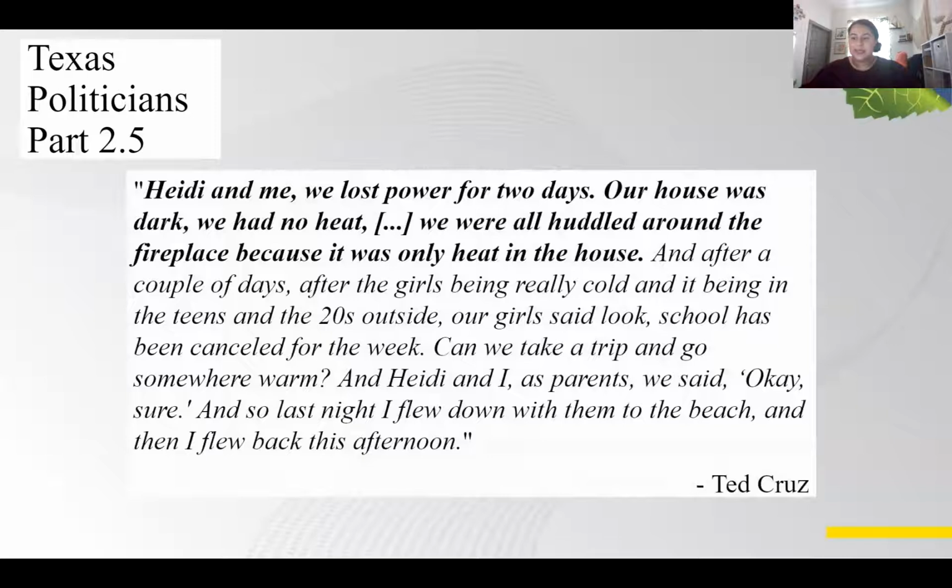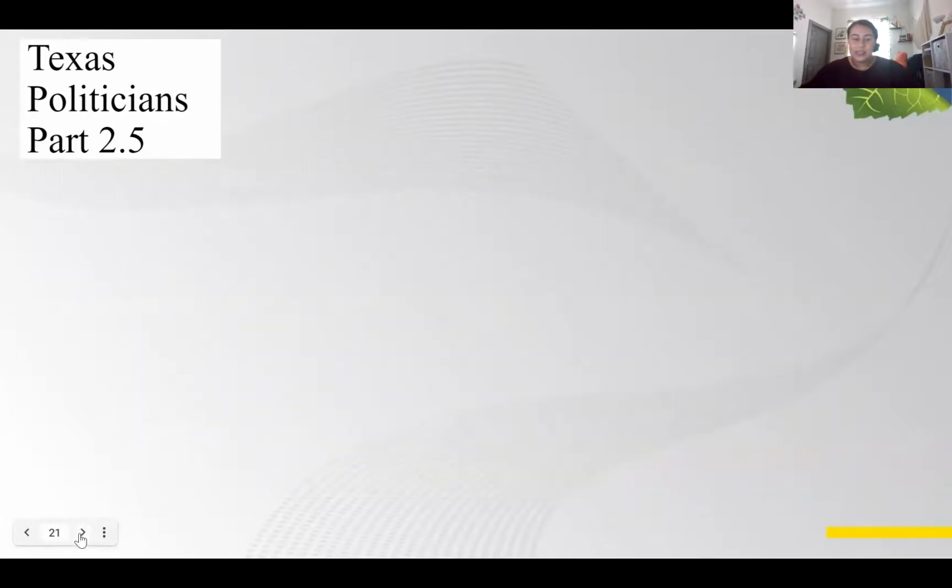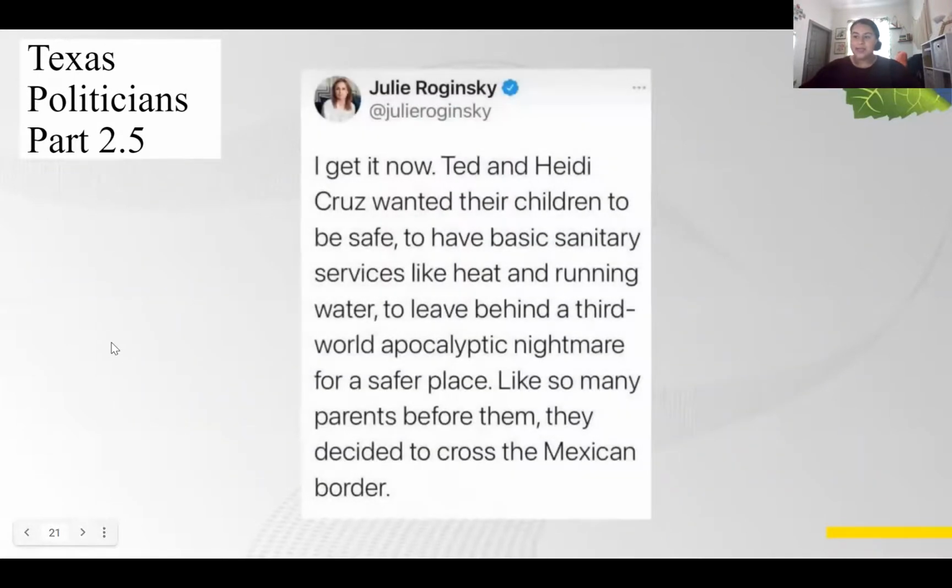Cruz even made a statement where he was talking about experiencing no electricity, heat and water and really struggling with that. And so people really came for him, talking about how being able to make that decision to leave Texas and go somewhere else really came from a place of privilege, and that many people in Texas were stuck, unable to leave even their homes, and were struggling to get the resources that they needed.